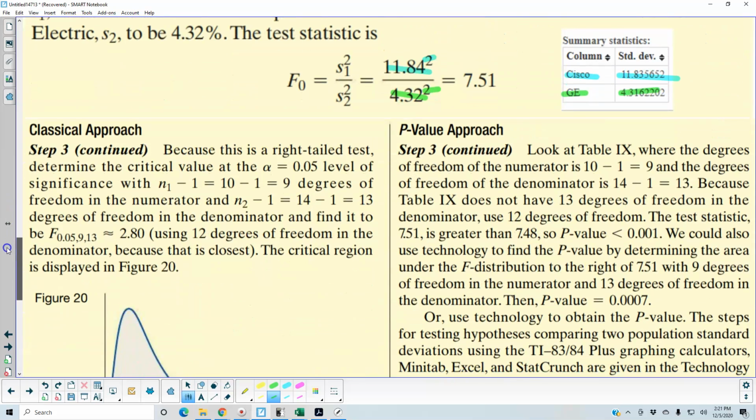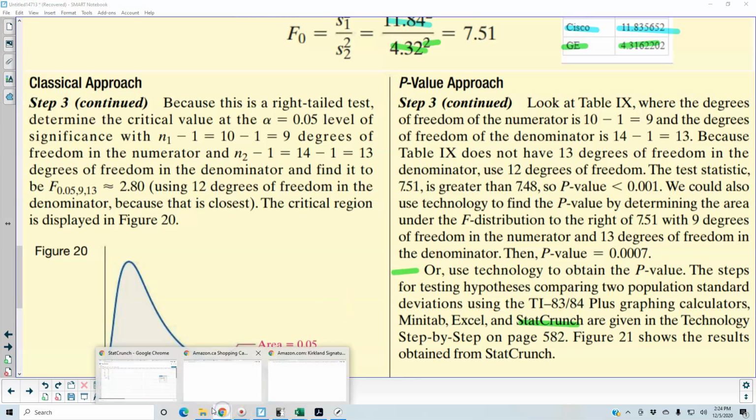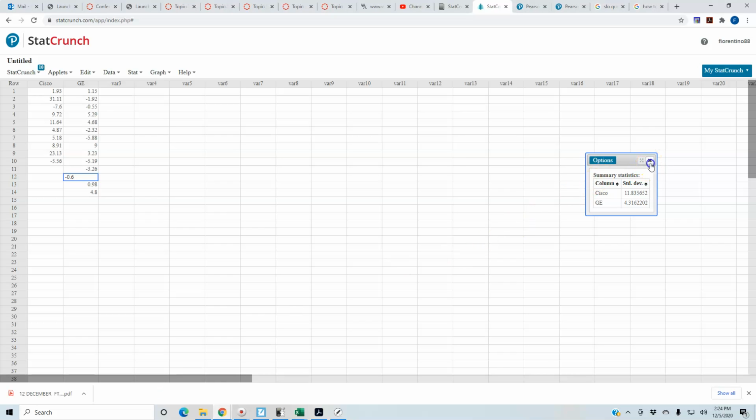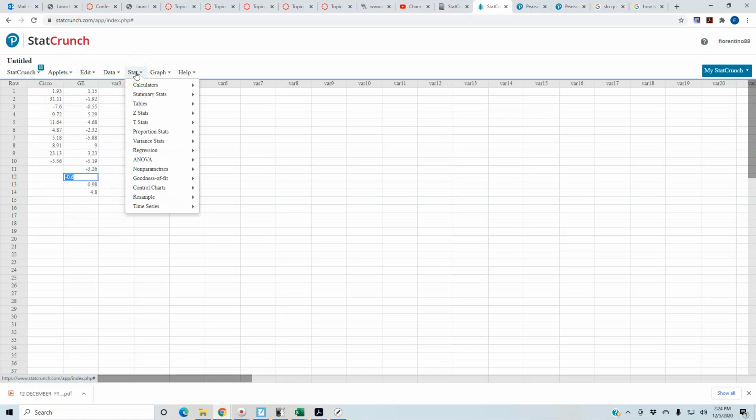Now, for the p-value approach, we are going to use technology. We're going to use technology to obtain the p-value in the steps for testing hypotheses for comparing two population standard deviations, and we're going to use StatCrunch. So I'm going to go back to StatCrunch. In order to find the p-value, we're going to select Stat, and then scroll down all the way to Variance Stats.